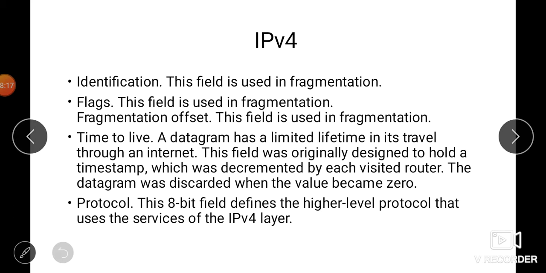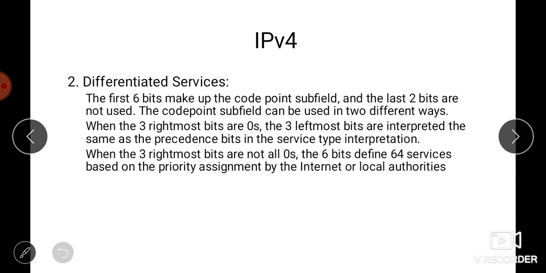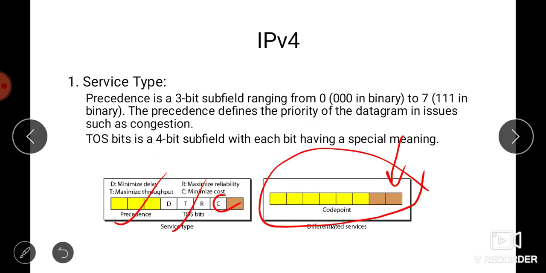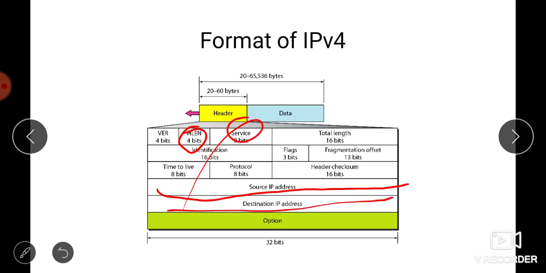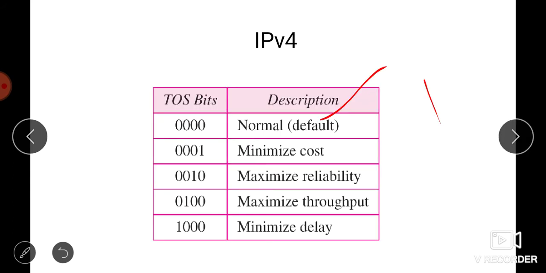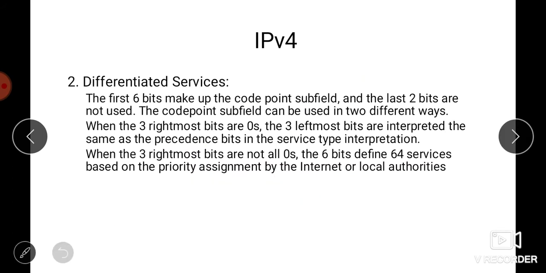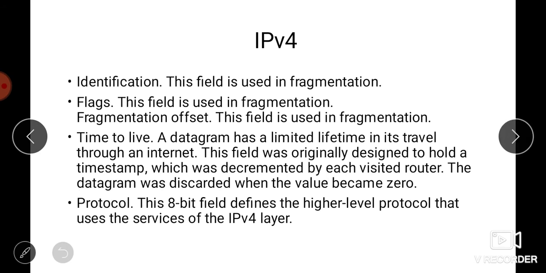So next we have the identification field, and basically these 3 fields, identification, flag and fragmentation offset, are used for fragmentation. So fragmentation we will discuss later. Right now you only need to understand that these 3 fields are used for fragmentation.